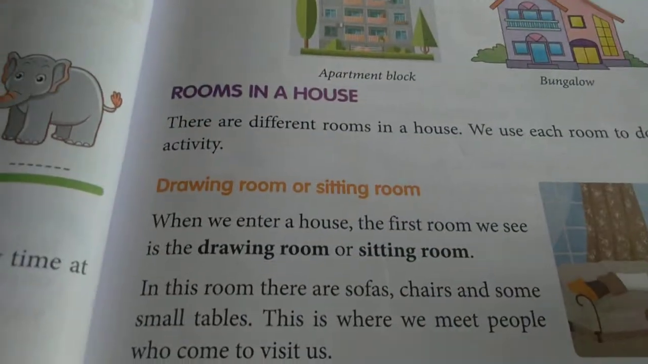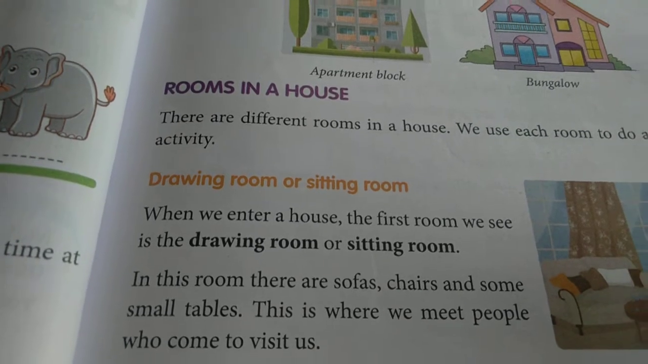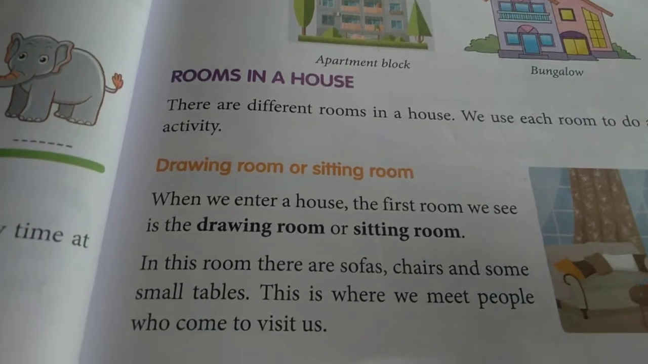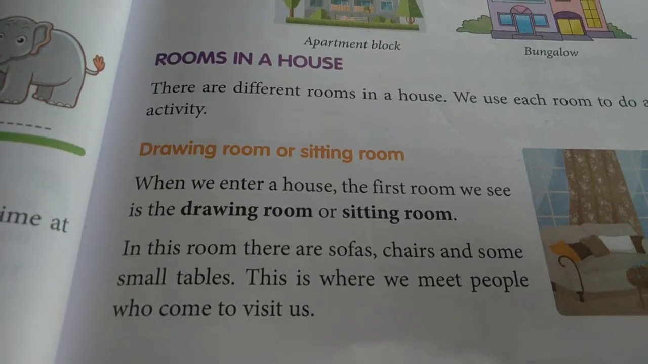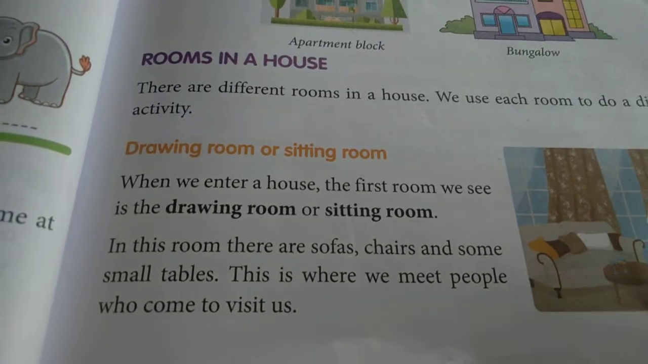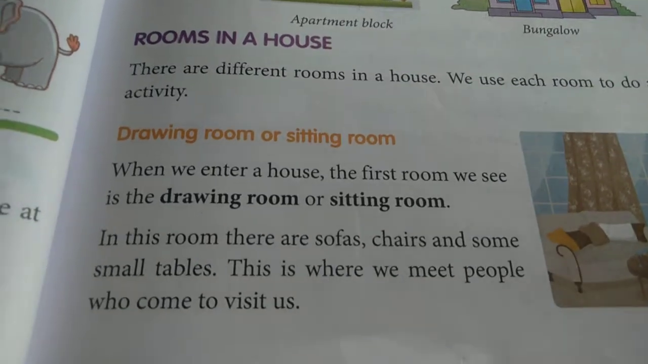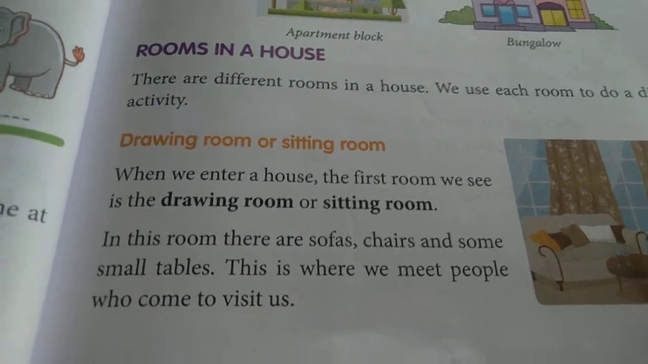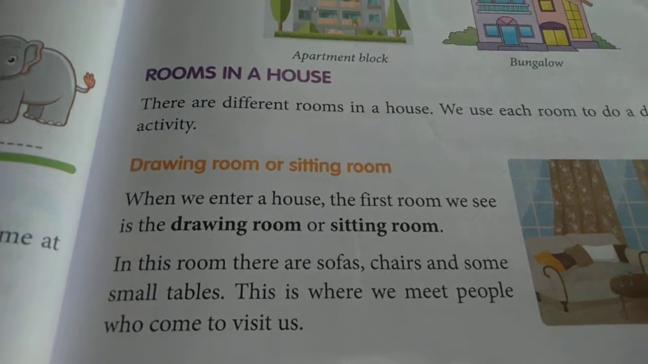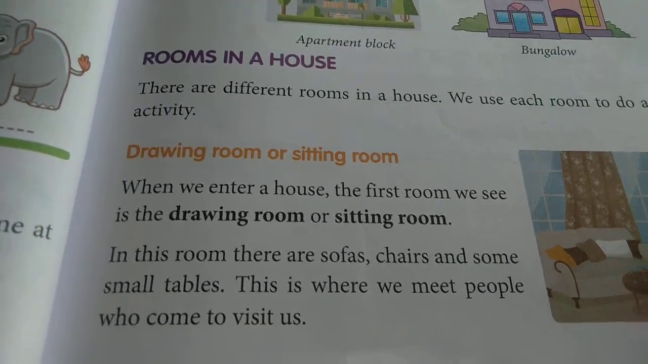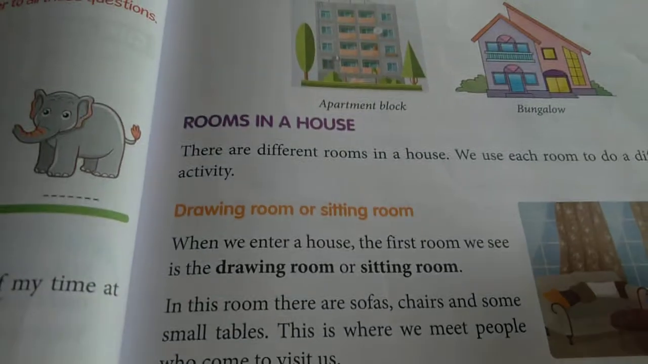Right? So here, this is where we live, isn't it? When people come here to visit us, we make them sit here. People sit here. We drink coffee, tea. We gossip. We talk. We have different kinds of discussion, isn't it? So this is one of the rooms of a house. This is called the drawing room or the sitting room.